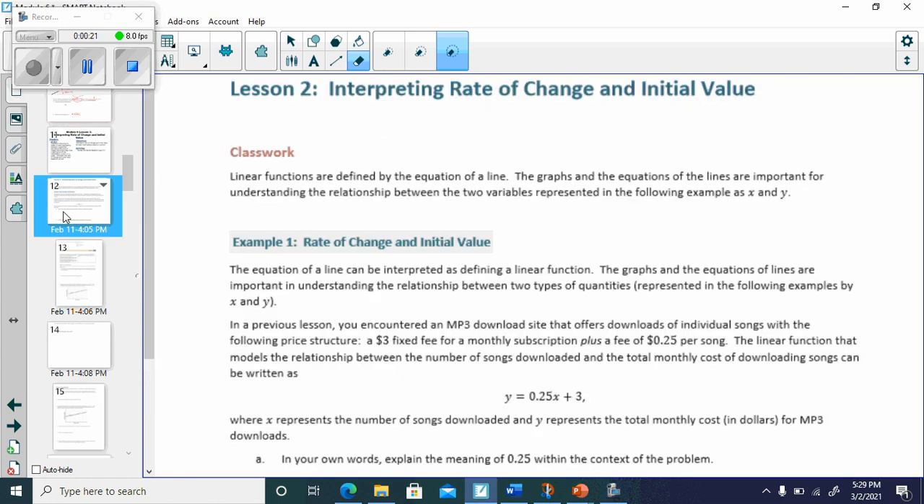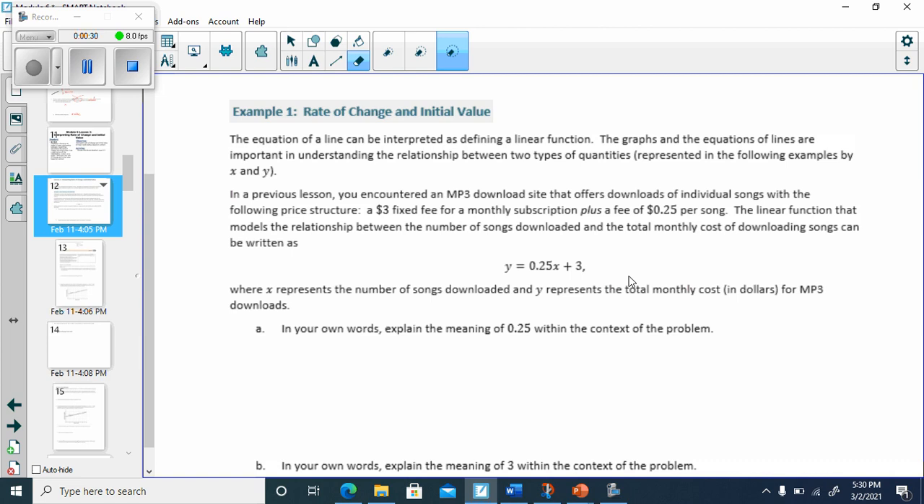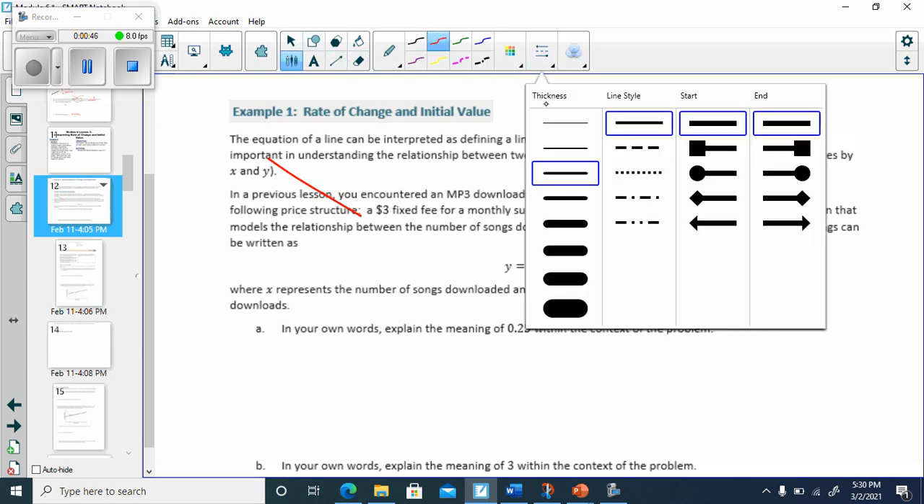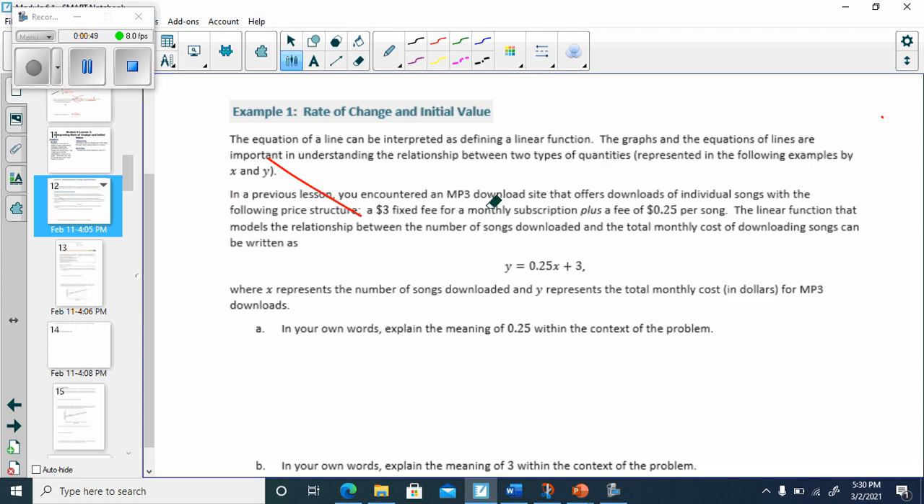the particular word problem. Now, in your workbook, this is Module 6, Lesson 2. It's rate of change. And we're going to start here in the middle of the page. It gives us this one example here. It says, in a previous lesson, you encountered an MP3 download site that offered downloads of individual songs with the following price structure. $3 fixed fee for the subscription plus 25 cents per song.